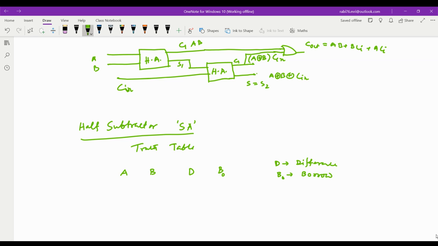Now first combination 0 0, obviously you know the difference is 0, borrow will be 0, then 0 1, right? Now we are differentiating 0 from 1. This is a dangerous thing. This is smaller and this is greater. Now you cannot সাবট্রাক্ট। সো তোমাকে কি করতে হবে? ক্যারি নিতে হবে, রাইট? আগে থেকে ধার করতে হবে। So here difference is 1 and borrow is 1. Borrow is also 1.